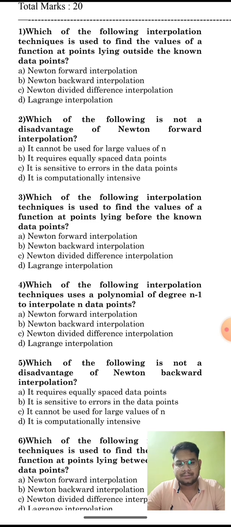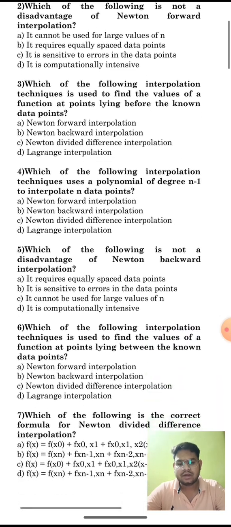Question 4. Which of the following interpolation techniques uses a polynomial of degree n-1 to interpolate n data points? Options are A. Newton forward interpolation. Option B. Newton backward interpolation. Option C. Newton divided difference interpolation. Option D. Lagrange's interpolation. The correct answer is option D. Lagrange's interpolation.